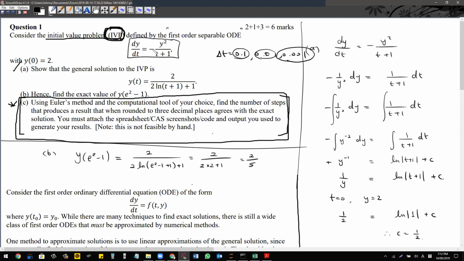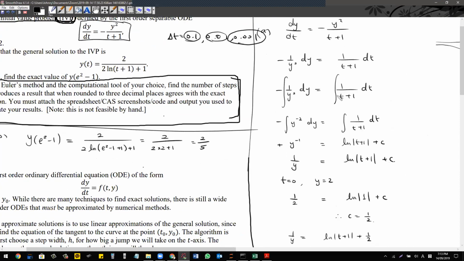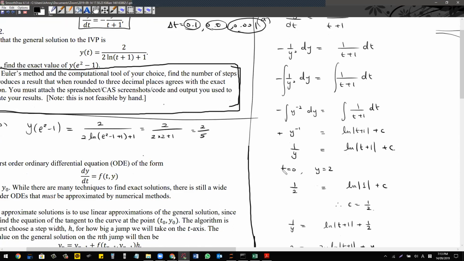Okay, so you have dy/dt equals negative y squared over t plus 1. For the first question, I think you guys already went through this. Swap that and put that over here, dt over here, then you get this. You integrate both sides, and you get this, and then you get that, and then you get that. And you plug in these initial values. So these are the initial values, so you can see that.